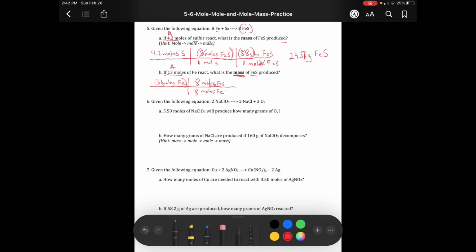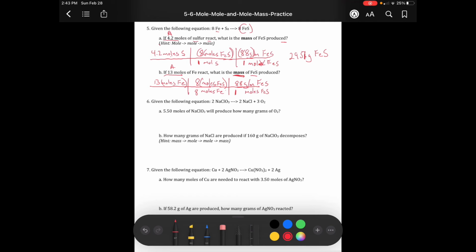We have now got to substance B, but it's asking us for the mass of substance B, FeS. So now what we do is we find our mass of FeS, but since we have moles of FeS on the top, we have to have moles FeS on the bottom, and 1 mole, based on molar mass, is going to be 88 grams per mole of FeS. So let's get that done.